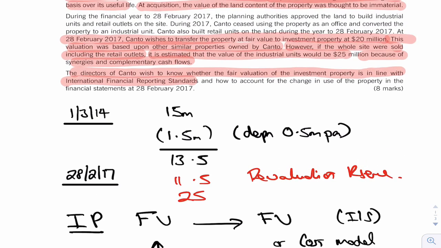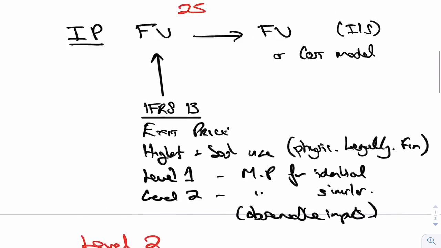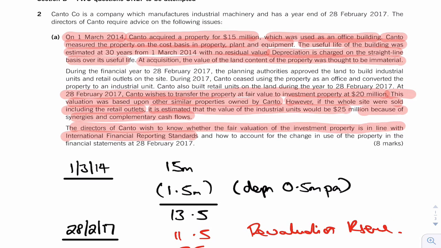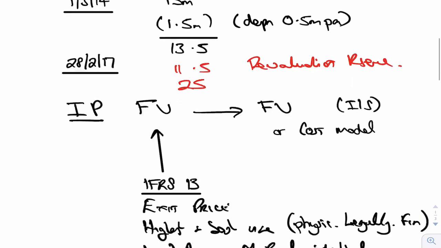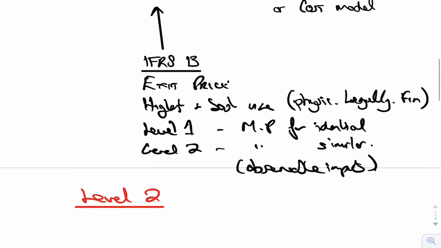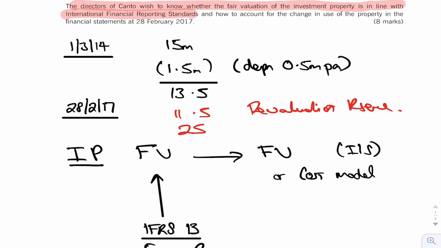So that's one of the things. So you look at that. We've easily got the 8 marks. But you could then, and I would always suggest you do this, the planning authorities approved the land and building, blah, blah, blah. They ceased using it. So you say, right, cease using. You could mention that is the time where it has to be an investment property. They converted the property to an industrial unit. Okay, and so that's a change of use. So you could put that in as well. What I'm saying is use the scenario even if you're not quite sure why you're using it. I would write all those down and try and fit it in somewhere, and that's how you get your marks.